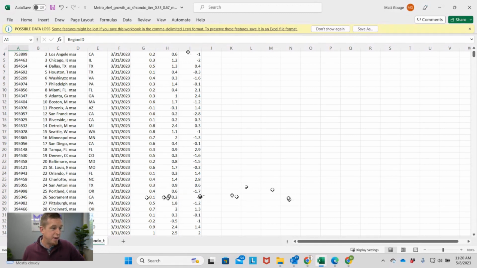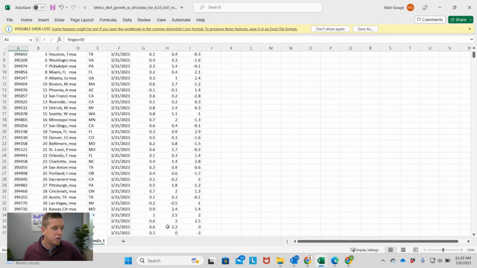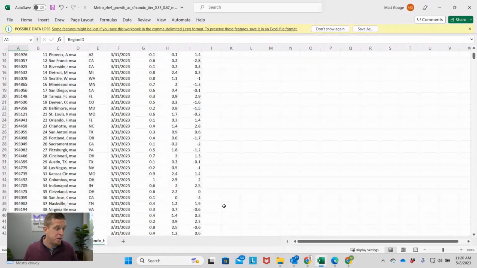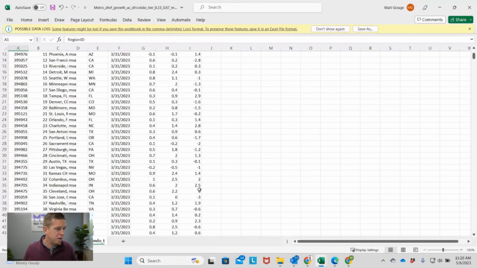And you can just scroll down here. It looks like Kansas City has a positive number. How wild is it that they show a 2.4% increase over the next quarter, but then 1.4 over the year? That's seasonality for you, right? Big increase over the summer months, but then over the year, the number is less. 2.5%, where's that? Indianapolis. Nashville, 1.9%. I'm looking at the yearly numbers.